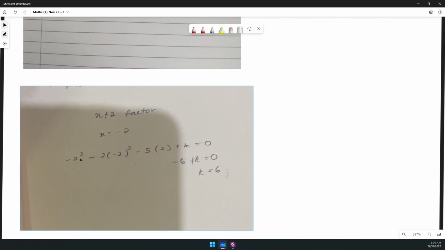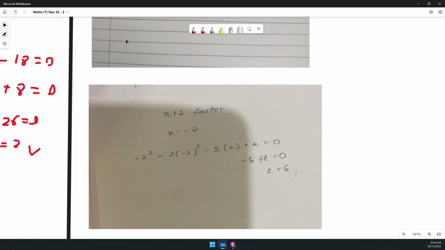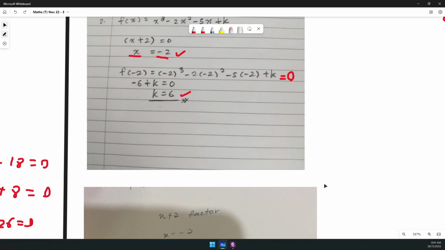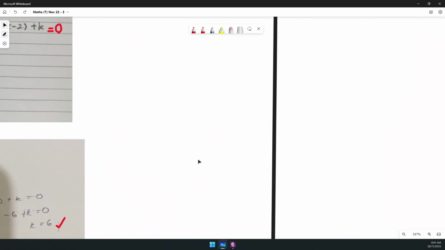Here, okay. Yeah, you missed this part, just in front: f(negative 2). That's 2. Okay, but the answer is correct. k is 6, yeah, which is nice. Good job. k equals 6. What do you guys think of it?